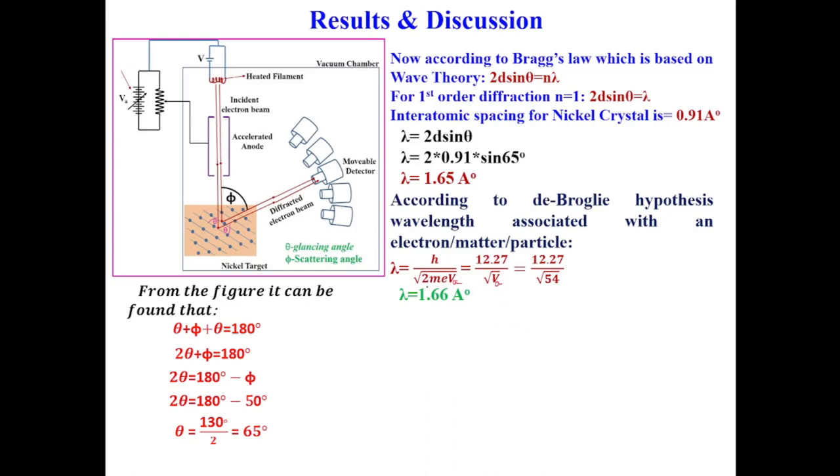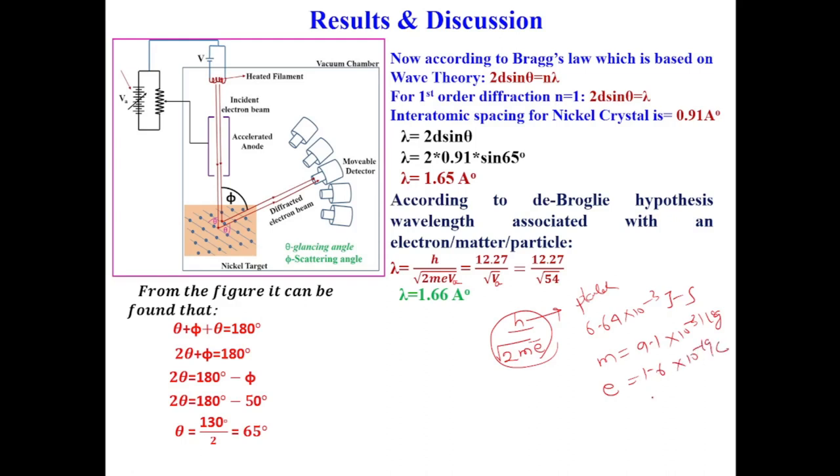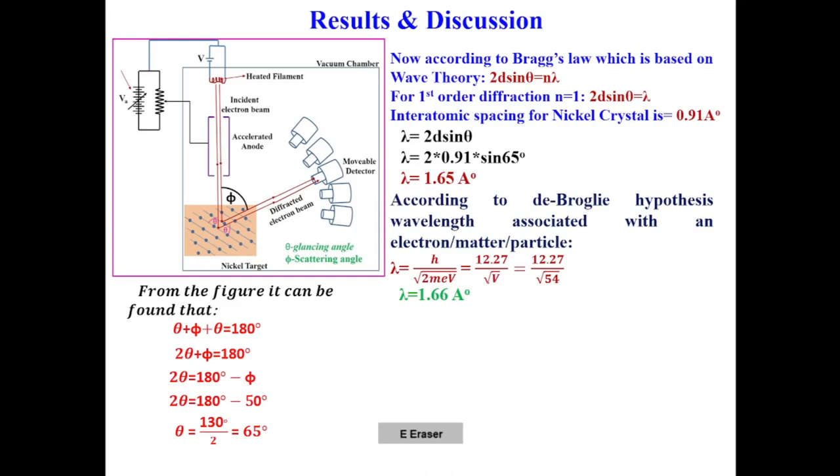So here if we are going to substitute the value, h by root over of 2 into m into e, this value will be equal to how much? 12.27, because here h is your Planck's constant. That value is 6.64 into 10 to the minus 34 joule into second. M is the electron mass, 9.1 into 10 to the minus 31 kg. And E is the electron charge, which is 1.6 into 10 to the minus 19 coulomb. So if I put these values here, then we can find the value will be 12.27. So here you have to write Va, okay.